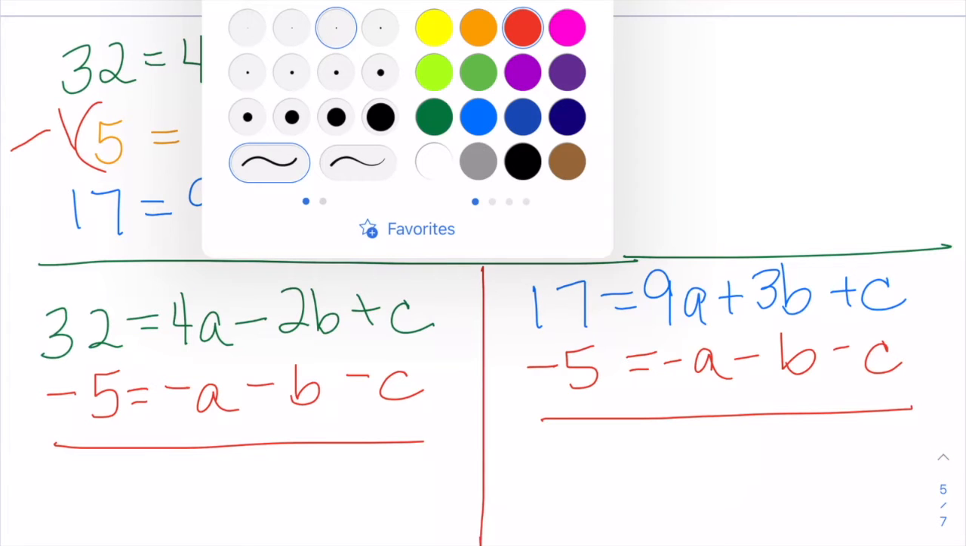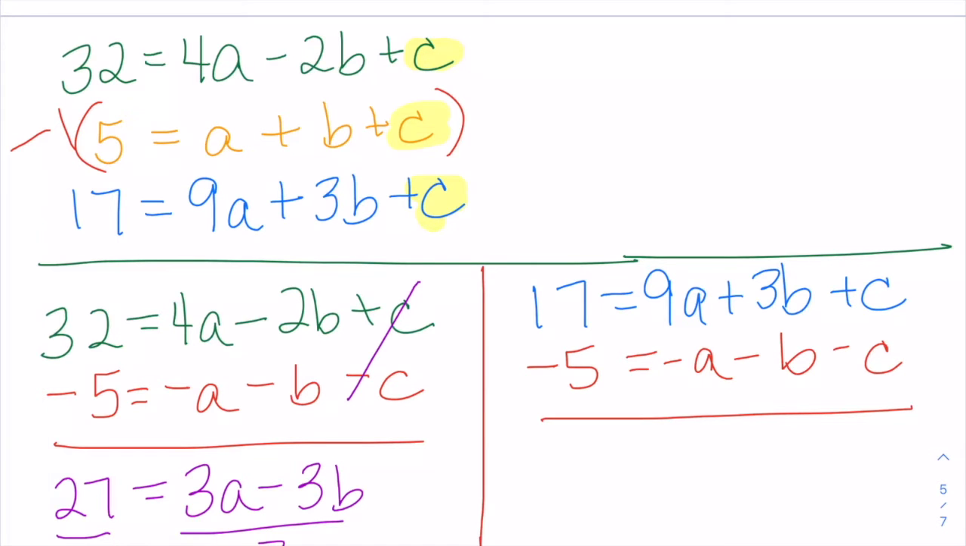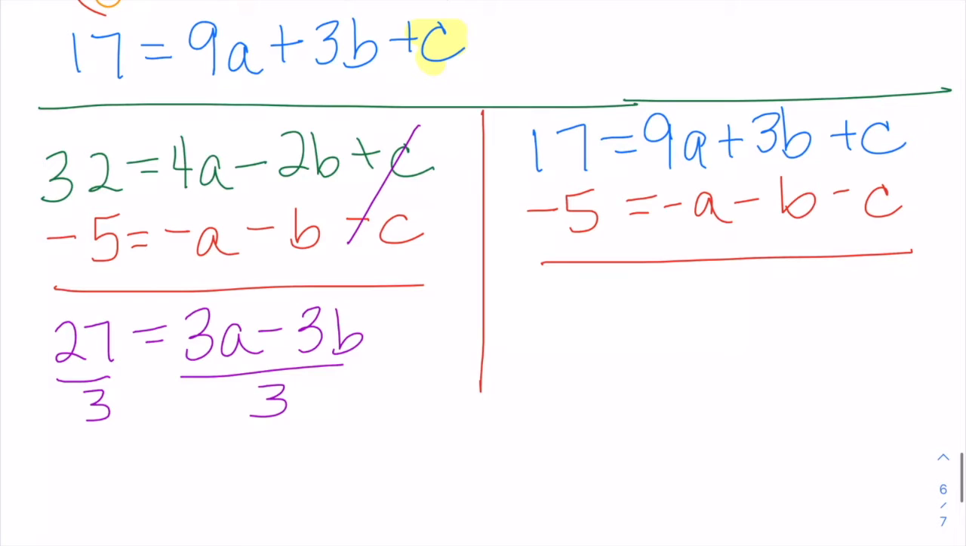So 32 minus 5 is 27. 4a minus a is 3a, and negative 2b minus b is negative 3b. And you can see that the c's are going to cancel out. What I can do with this equation is divide everything by 3, because it's all divisible by 3, and get the equation 9 equals a minus b. Now I've already gotten my equations down to 2 variables. So we went from 3 variables to 2 variables.